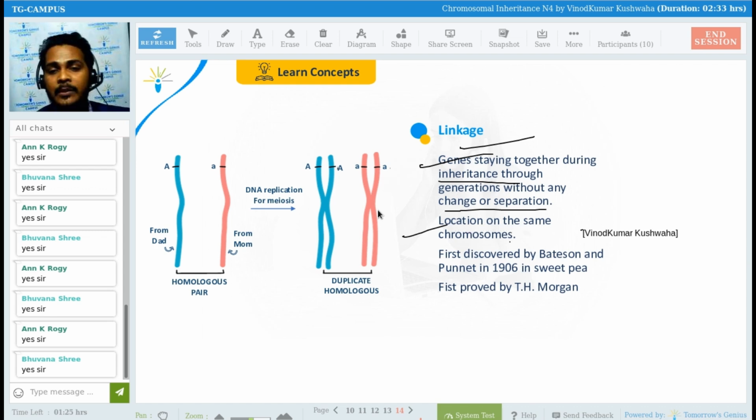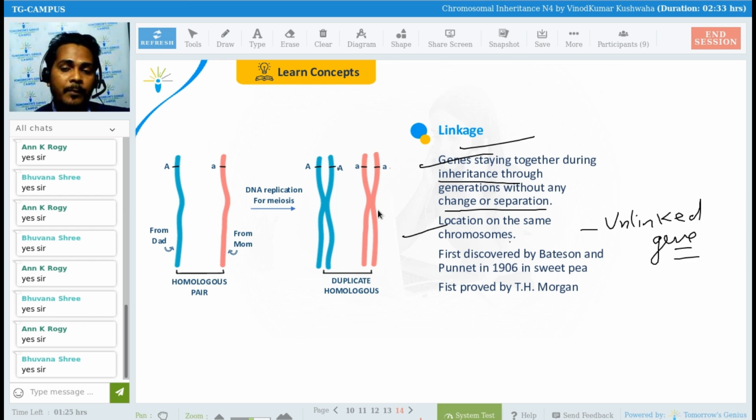And if it is not present on the same chromosome, it is called an unlinked gene, right? So they have to be present on the same chromosome. And this type of linked gene, linkage, was first discovered by Bateson and Punnett in the year 1903 in the sweet pea, and first proved by T. H. Morgan. Actually it is proved by T. H. Morgan.